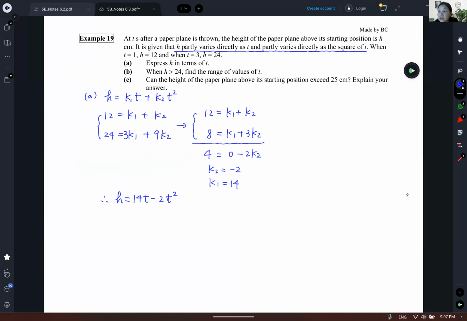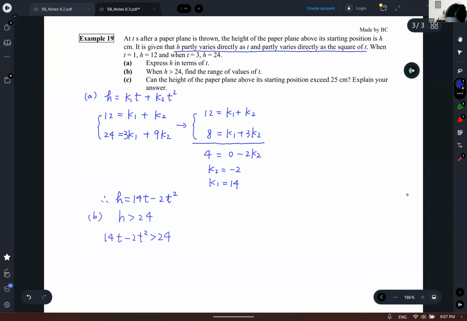Part B, when H is greater than 24, find the range of values of t. That is very direct. It's almost like the inequality is set up for you. When H is greater than 24, that means 14t minus 2t squared is greater than 24. That means -2t squared plus 14t minus 24 is greater than 0.